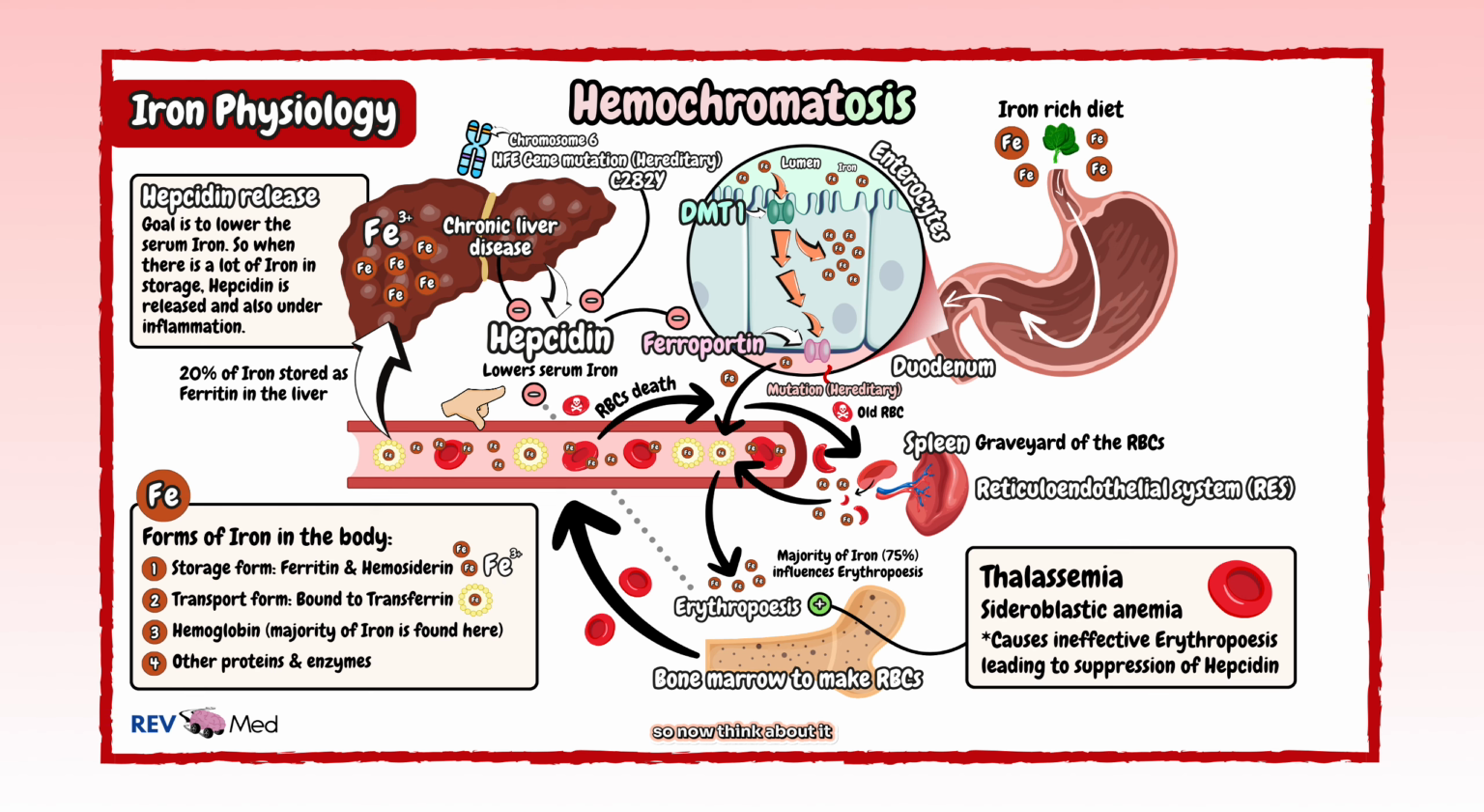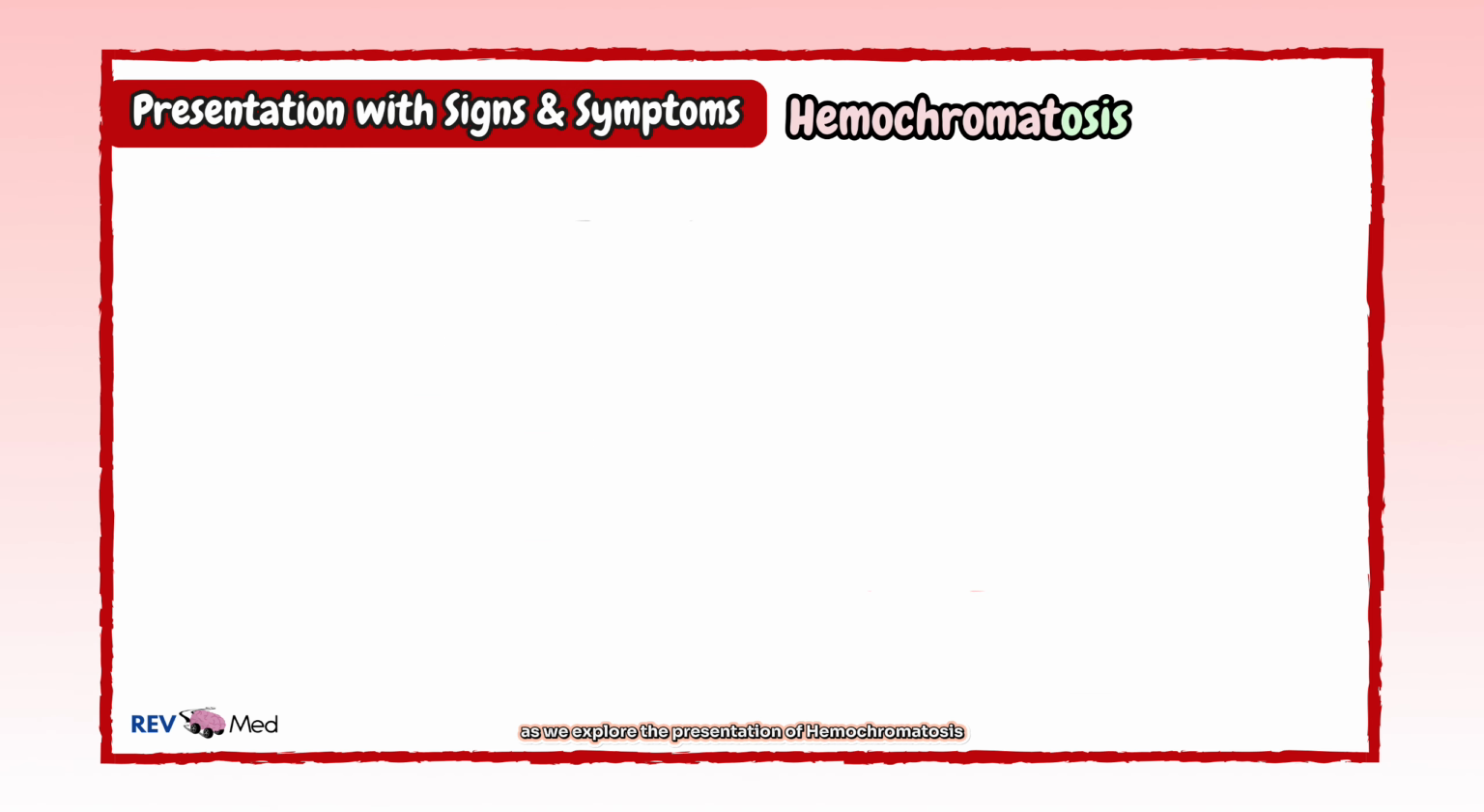So now think about it. You have all of this iron in circulation. The transferrin transporters become saturated, used up. And now iron says, hey, let's go bind to other stuff such as albumin, citrate, and acetate. This iron is referred to as non-transferrin bound iron. And guess what? Cells throughout the body will take up this non-transferrin bound iron. And this is what you'll see as we explore the presentation of hemochromatosis and explain the signs and symptoms.